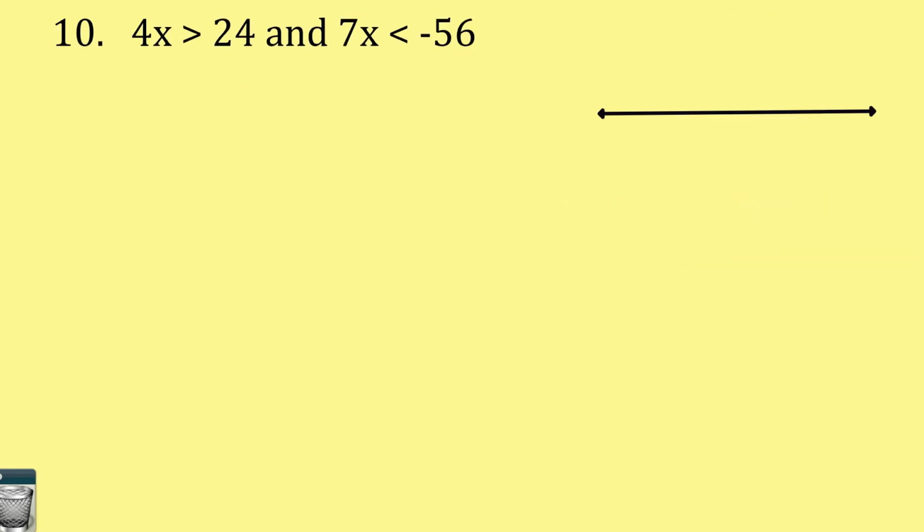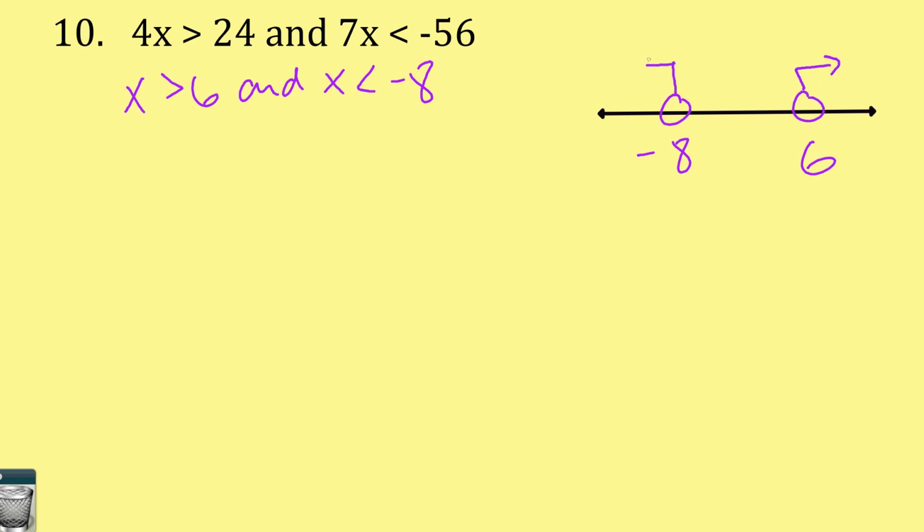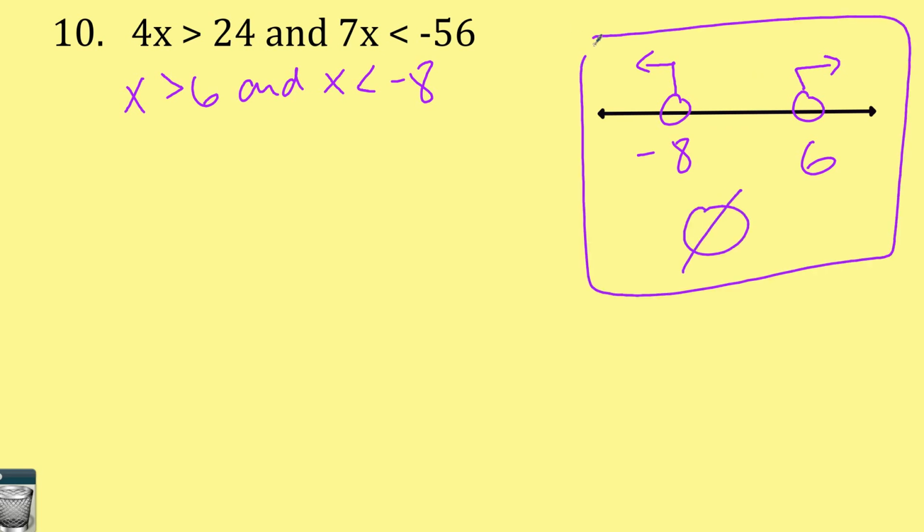Number 10. We've got x is greater than 6 and x is less than negative 8. Put negative 8, put 6, and we want the overlap, so bigger than 6, smaller than negative 8. No way those are going to overlap. This is your no solution. Nothing shaded. All right.